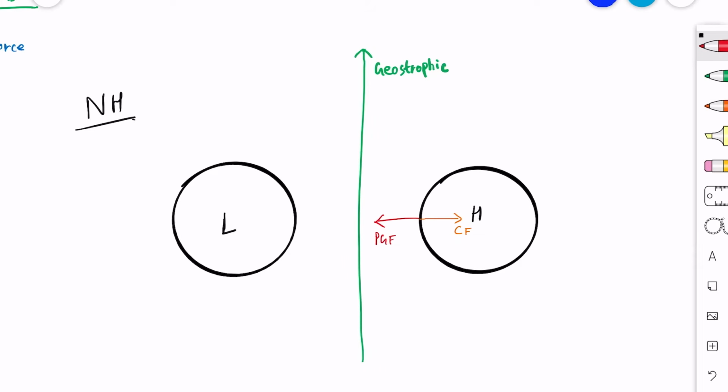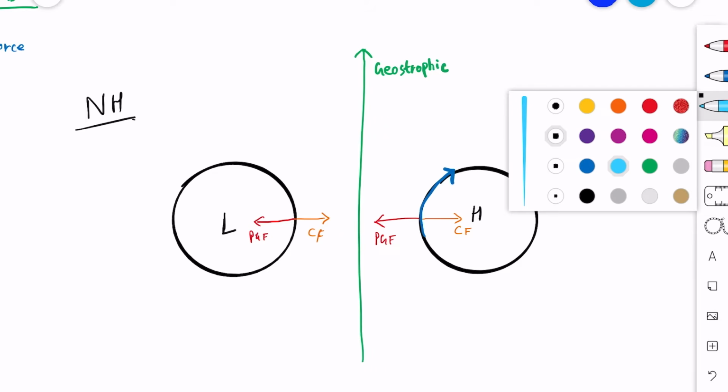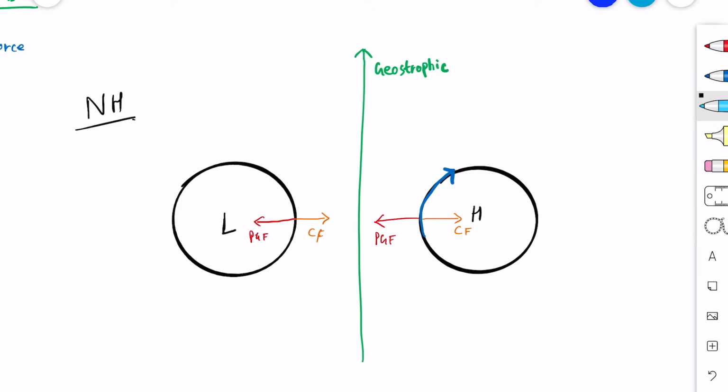Similarly, in the low pressure area, the pressure gradient force will be from high to low in this direction, and the Coriolis force will be towards the right, like this. Now let's plot the centrifugal force on both of these. Because I told you around a high pressure area, the winds blow clockwise. So when the winds are blowing clockwise, centrifugal force will be acting outwards like this. So this is the centrifugal force.